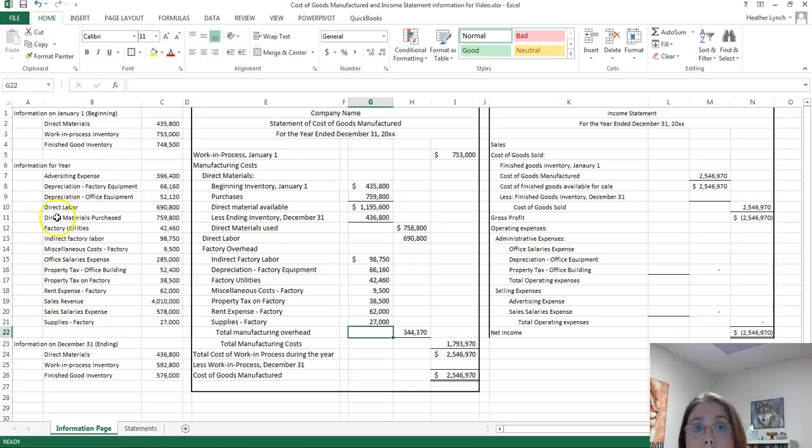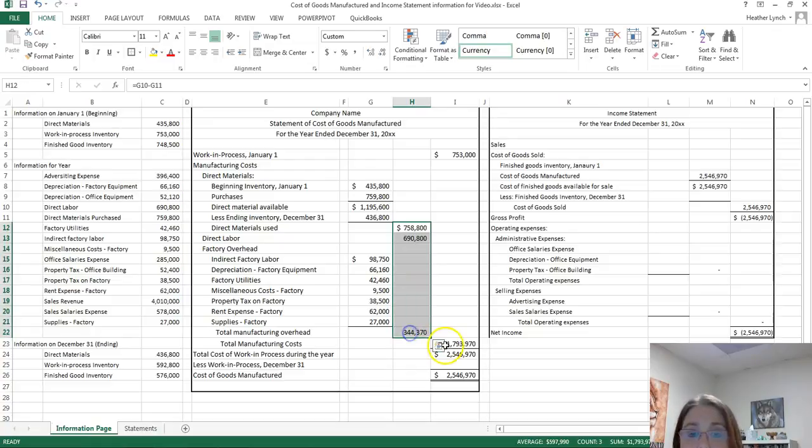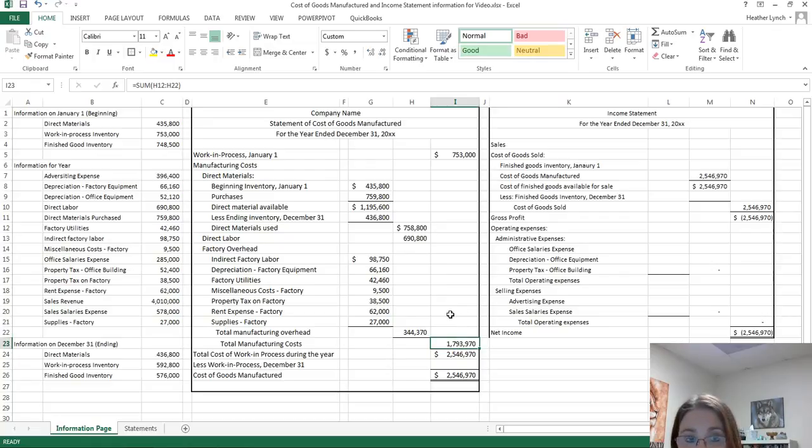Now there are several of these that I did not use. Those are going to be transferred to the income statement. So what we had for our factory overhead was $344,370. Okay. Now our total manufacturing cost is the $758,800, the $690,800, and the $344,370. This gives us our total manufacturing cost.